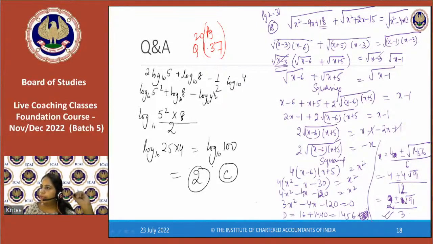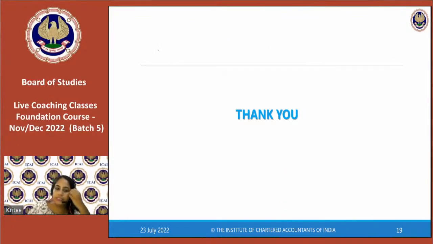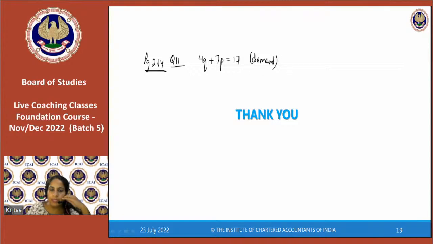Question number 11. I think I've done this, but no problem, we'll solve this also. This is page 2.14, question number 11. It says the demand and supply equations for a certain commodity are 4Q plus 7P equals 17, this is the demand equation, and P is equal to Q by 3 plus 7 by 4, this is the supply condition.